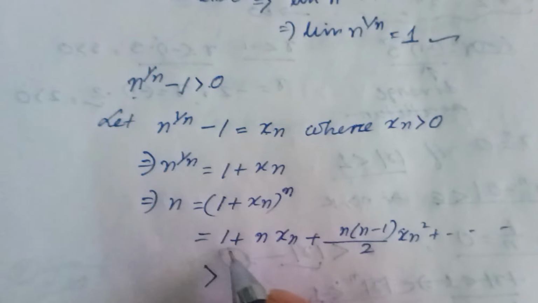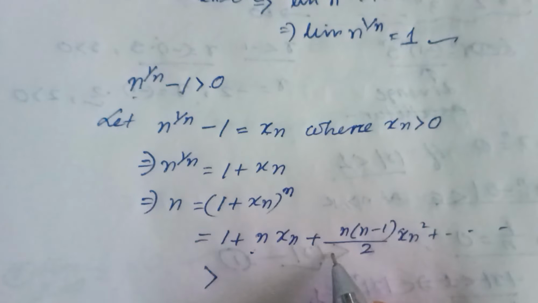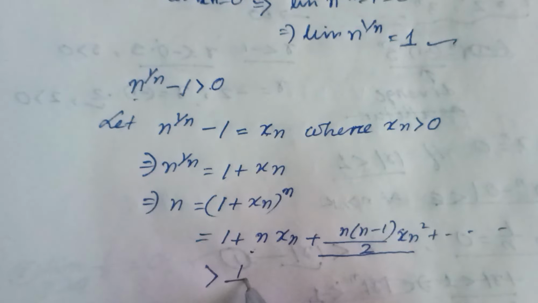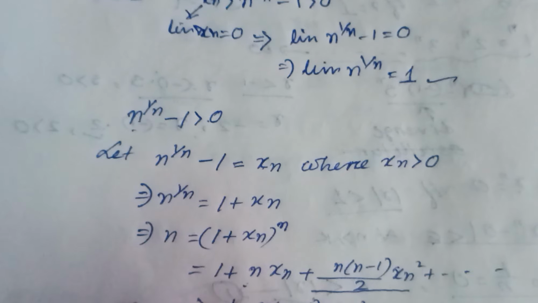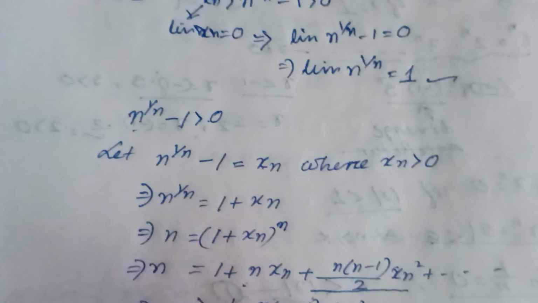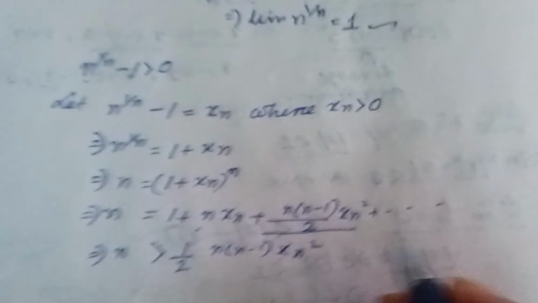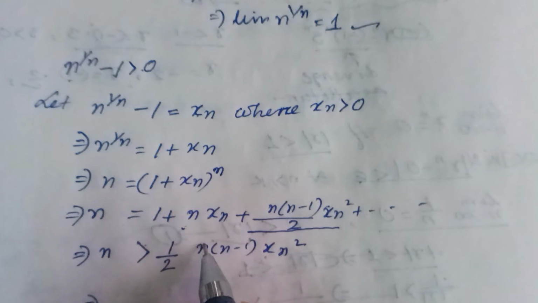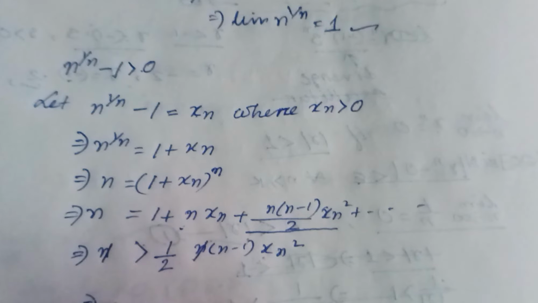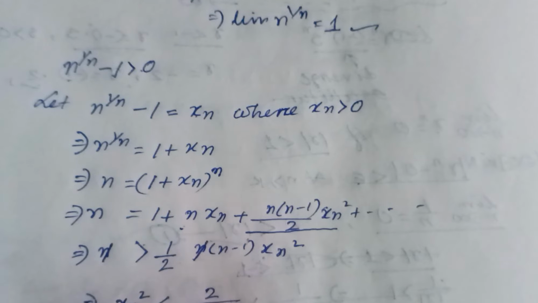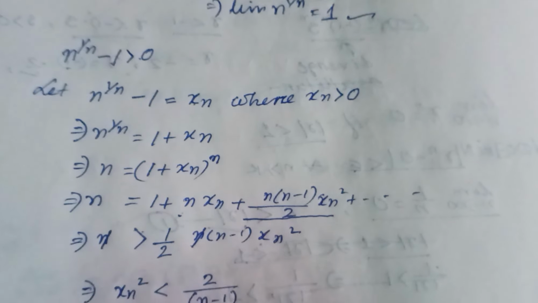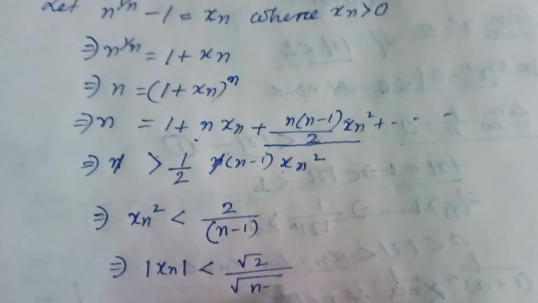But this is greater than, if we write only this term, right? So we have that n equals this and n is greater than this. So now see that if we cancel out n, then we have xn square less than 2 by n minus 1. Okay, or mod of xn is less than root over 2 by root over n minus 1.